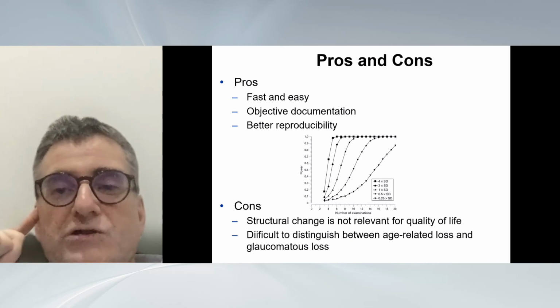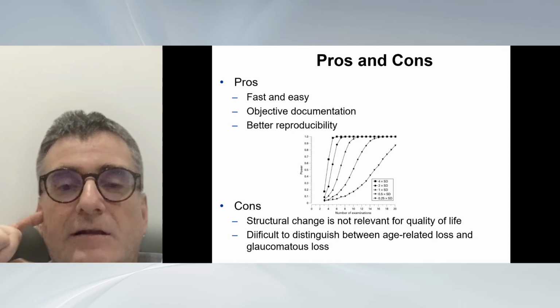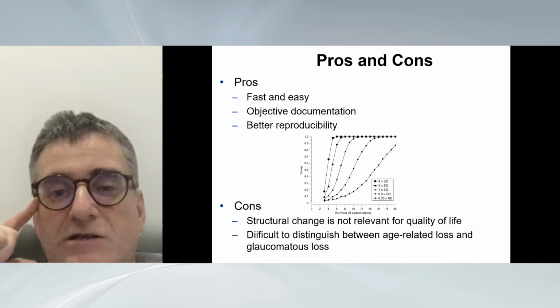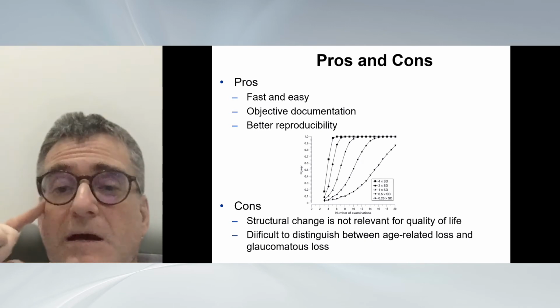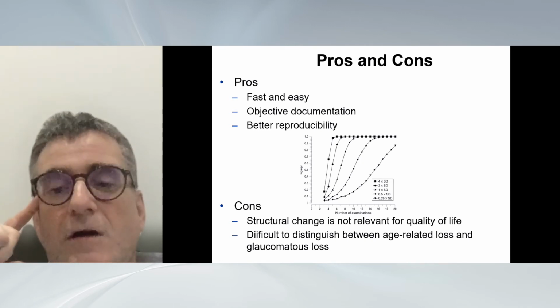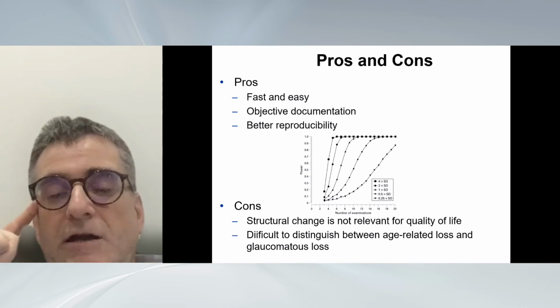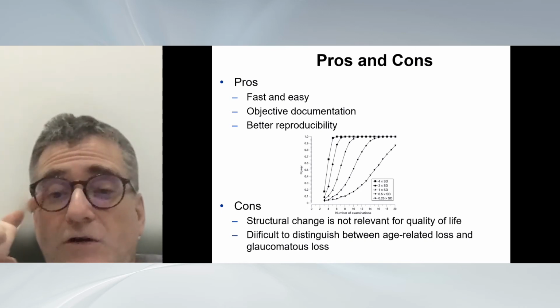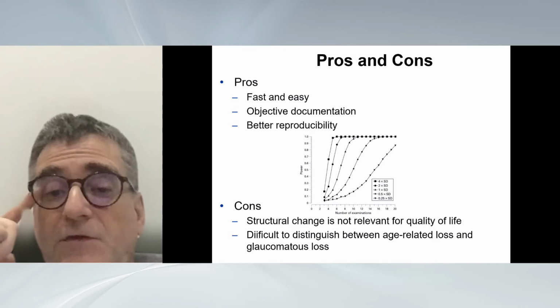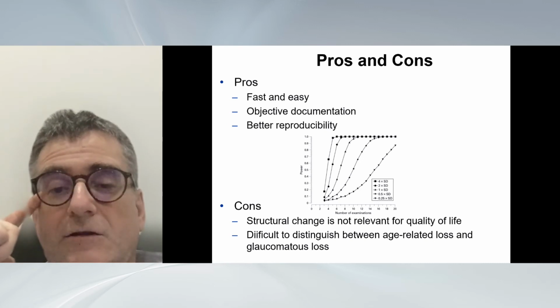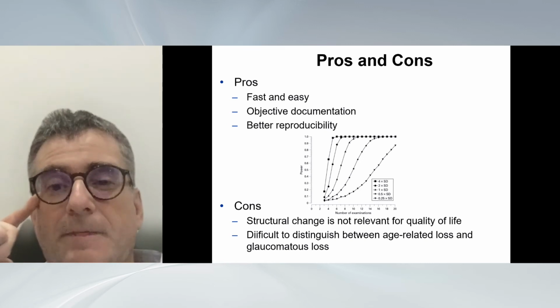So what are the pros and cons of OCT over visual field? It is fast and easy, particularly it's important in the earlier stages. It is an objective documentation, and it has better reproducibility. And this means that often you need less measurements to detect progression. On the other hand, the change in structure is of course not relevant for the patient's quality of life, and it is difficult to distinguish between age-related loss and glaucomatous loss. Next.